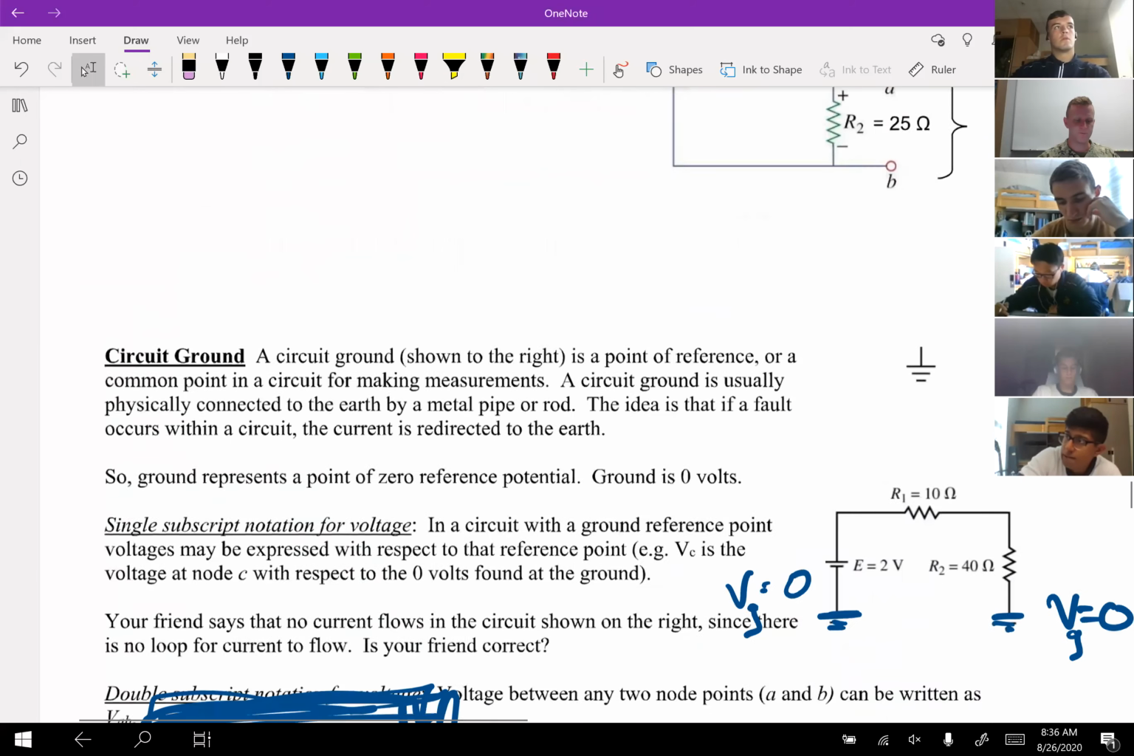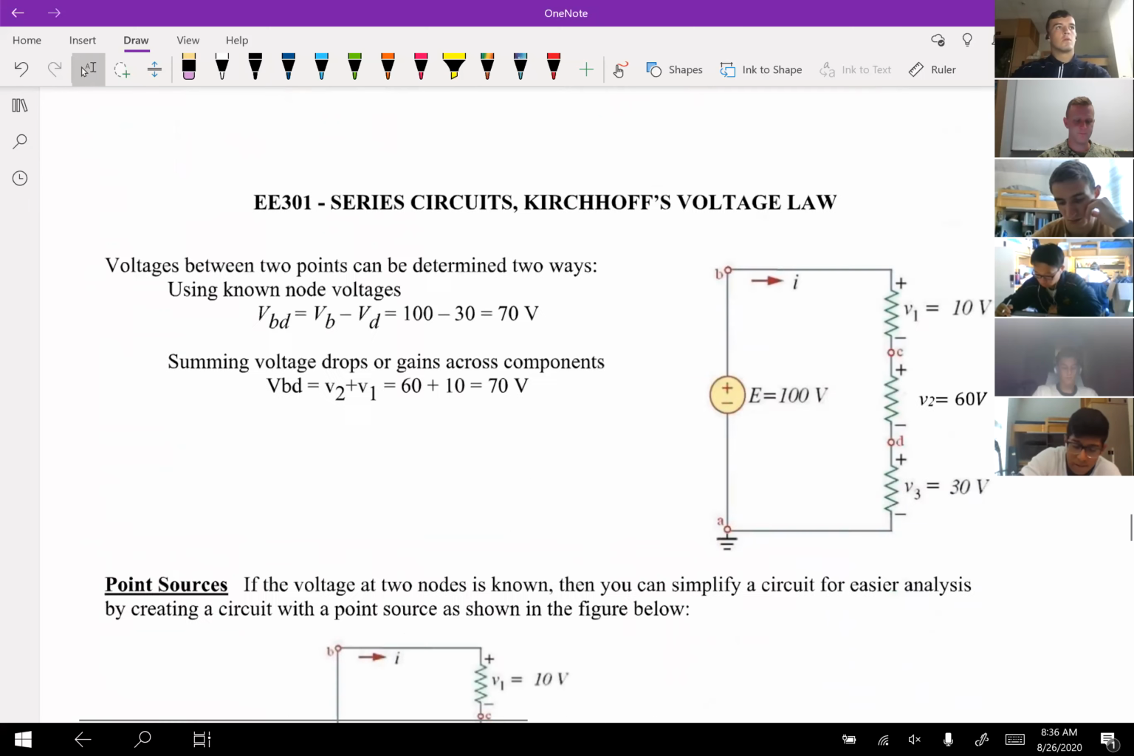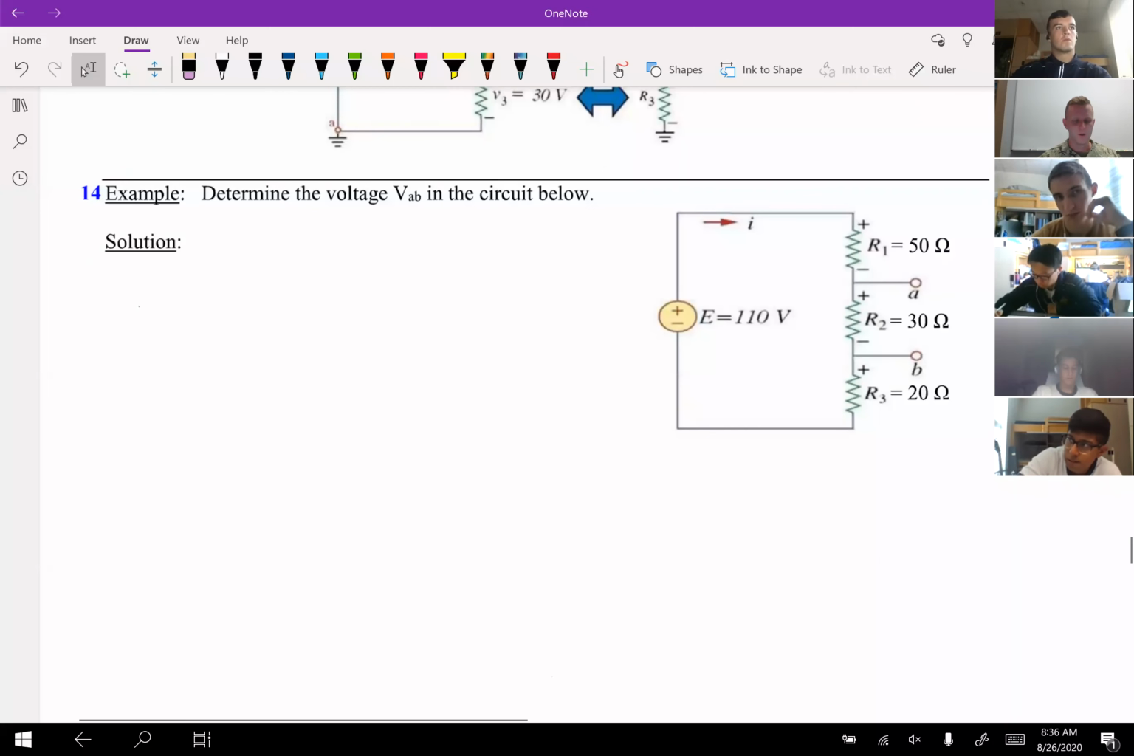Last one is 14. So we determine the voltage AB in the circuit. Probably helpful to make sure we know what A is. Here's A, here's B. So that's this point right here. And what I'm looking across is R2. So in my voltage divider rule, that will become my Rx.